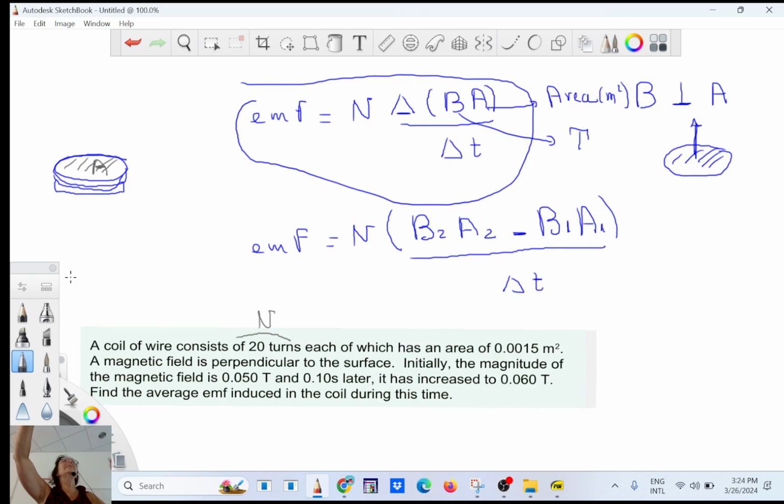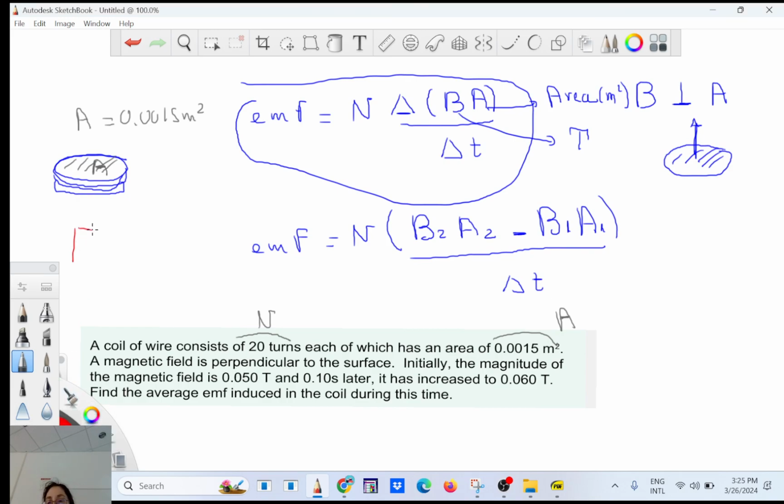So this is my coil. Do you see the coil here? It has 20 turns, and this is the area. You see, pi r squared. That will be the area, okay? So you have the area A. So this is the area A here. So the area A equals 0.0015 meters squared.